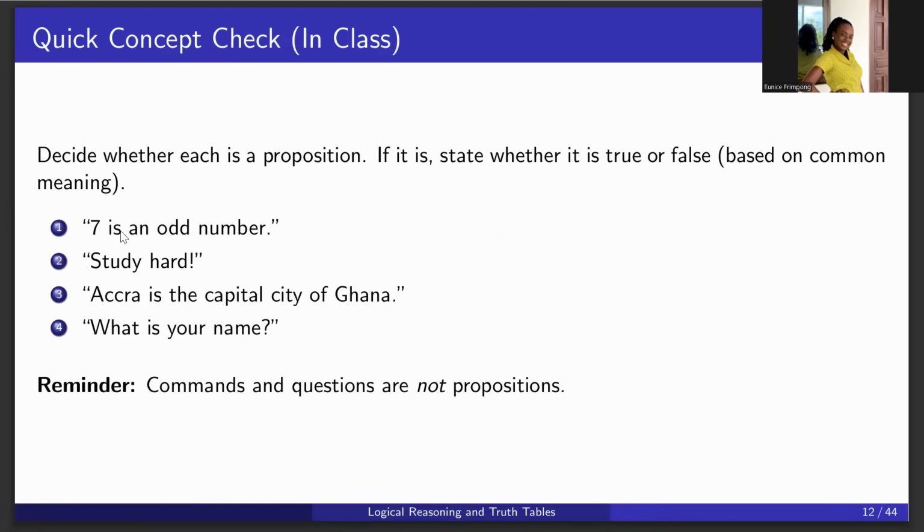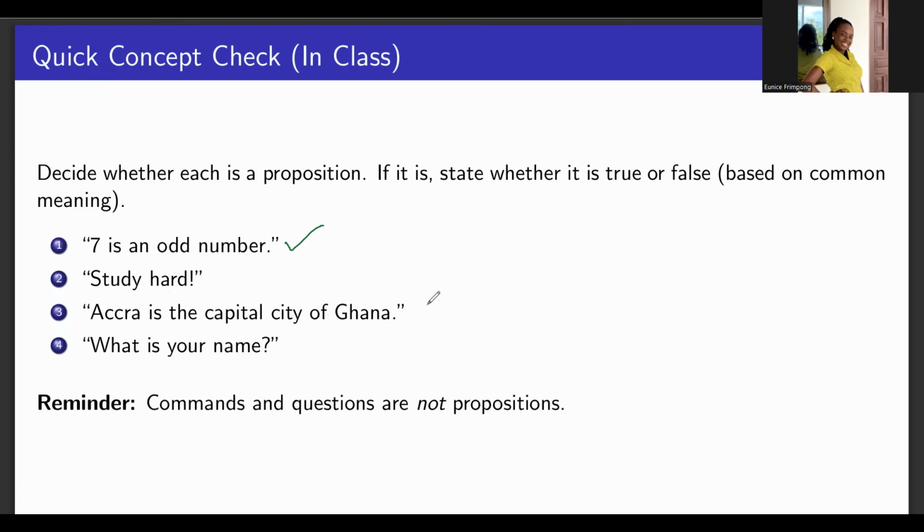So are these propositions? 7 is an odd number. It is, because the answer is true or false, and the answer is true. Number 2, study hard. It's neither true nor false. It's just a command. Accra is the capital city of Ghana. That is a proposition because it's a true statement. It's either true or false. What is your name? It is not a proposition because it has no truth value. Okay, so commands and questions are not propositions. That was a quick check.